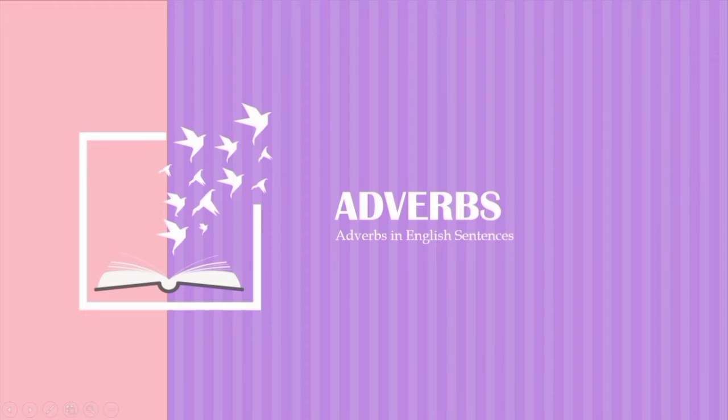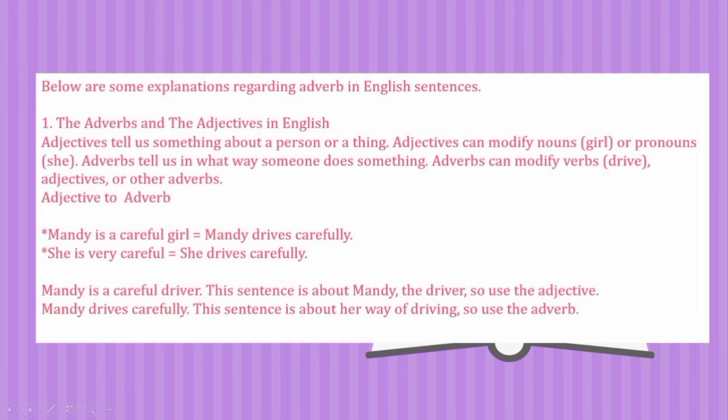It is about adverbs. Okay, there are some explanations regarding adverbs in English sentences. The first one, the adverbs and the adjective in English. Adjectives tell us something about a person or a thing. Adjectives can modify nouns or pronouns. Adverbs tell us in what way someone does something, while adverbs can modify verbs, adjectives or other adverbs.